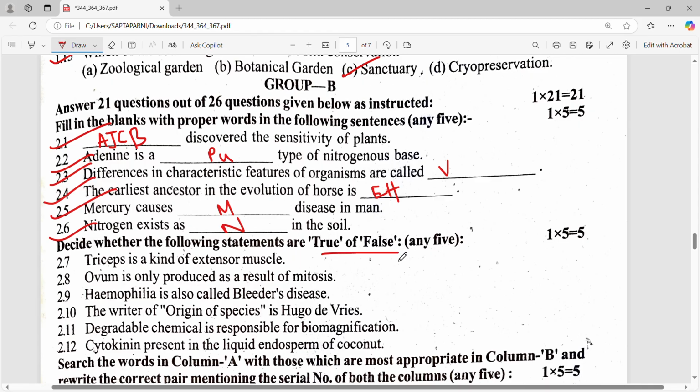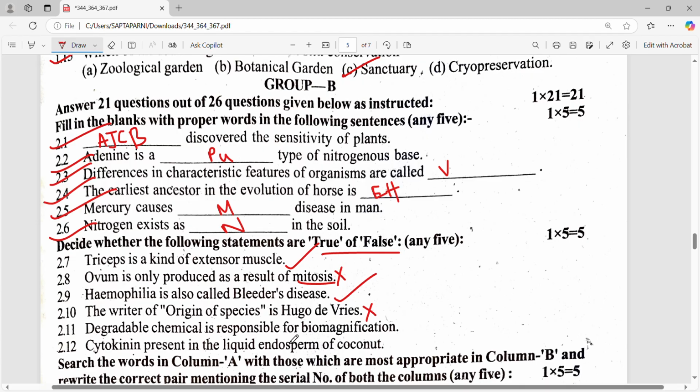Now, true false. Triceps is a kind of extension muscle. True. Ovum is only produced as a result of mitosis. No, it is a result of meiosis, so it is false. Hemophilia is also known as Bleeder's disease. Correct. The writer of Origin of Species is Hugo de Vries. Wrong. It is Charles Darwin.